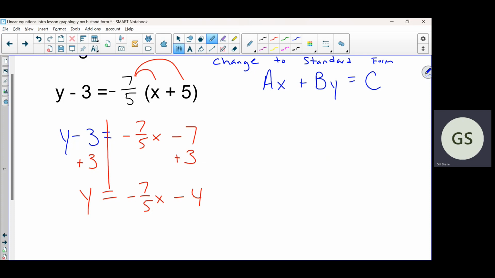Add it. Exactly right. Just like we got rid of the subtract 3 by adding 3, we're going to get rid of negative 7/5 x by adding 7/5 x. Perfect. Good job. Well, if I do that on one side, I have to do it on the other side.